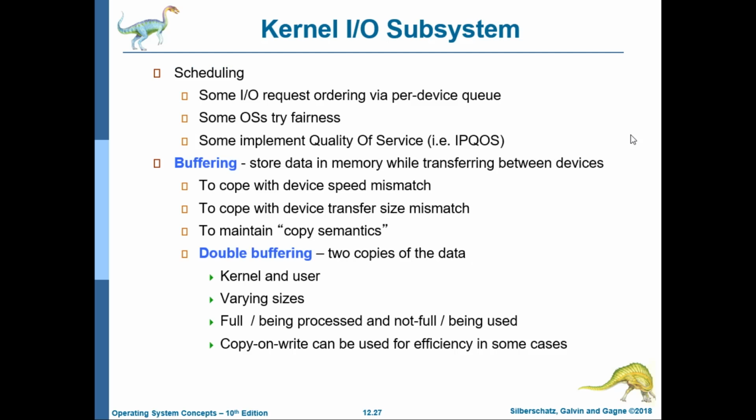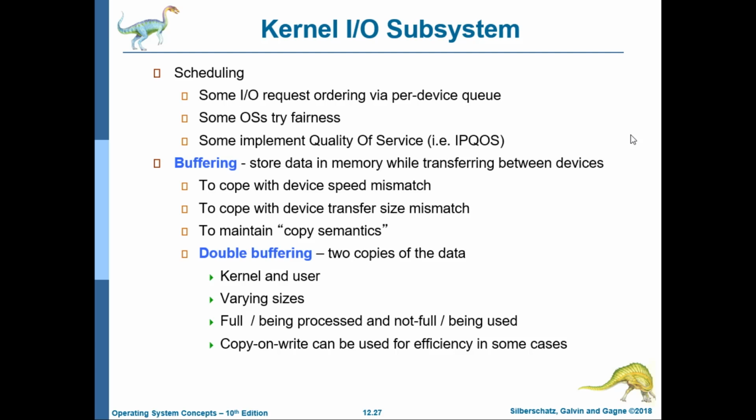Okay, next we have the kernel I/O subsystem. It has scheduling. Some I/O requests are ordered via a per-device queue. Some OSes try fairness, and some implement quality of service, such as IP QoS, or Internet Protocol Quality of Service. So what is that? It manages traffic to avoid network congestion.